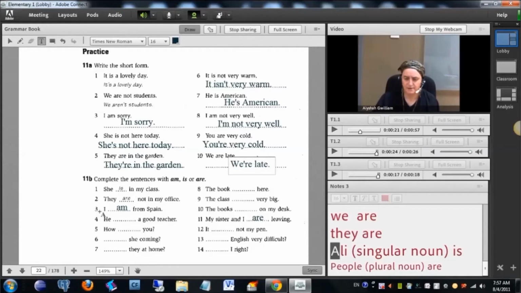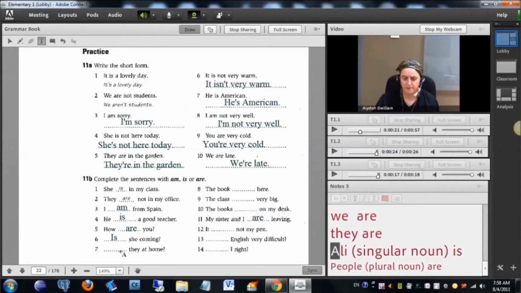Let's look at 11b. I am from Spain. He, let's put this here, he, what is it? Is. Oops, let's put the correct letter there. Good. He is a good teacher. What about this one? This is a different one. How are you? Okay, because it's a question. See the question mark? Are should go before you. This one, number 6. Is she, is she coming?